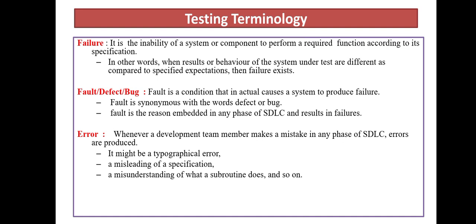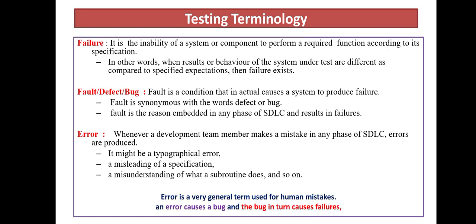Because of errors, faults may occur in the software. These faults may cause the software failure. So there is one particular relation. Error is a very general term used for human mistakes. An error causes a bug or defect, and the bug or defect in turn causes failures of the product. That is the software, right?